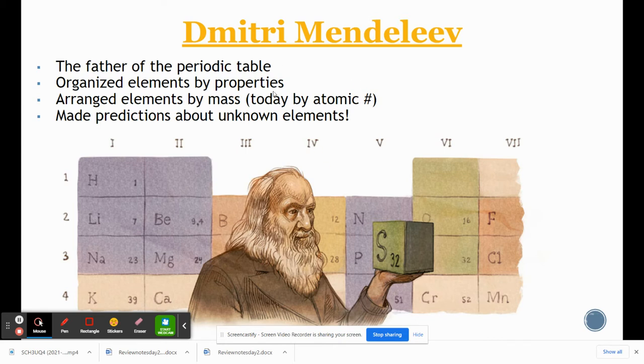So there's a great video regarding that over here. If you just click on Dmitri Mendeleev's name, you can watch that as well. Great connections, just amazing to see the power of prediction that the periodic table can make. Dmitri Mendeleev is known as the father of the periodic table, who organized elements by properties, and he arranged the elements by their mass. Today they're arranged by atomic number, but back then they were arranged by their mass. And like I said, he was able to make predictions about unknown elements based on the way he had arranged them.